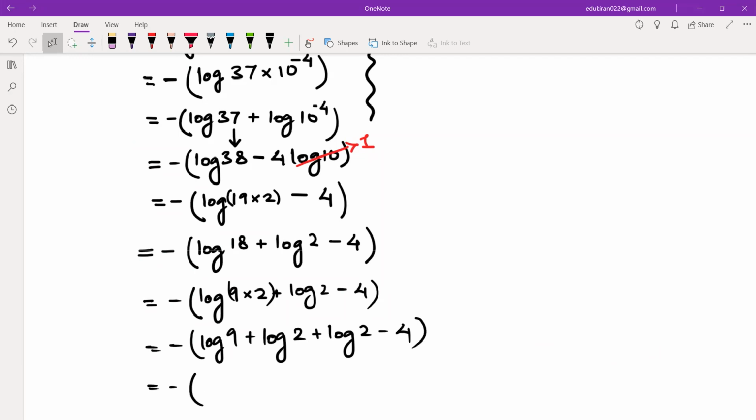So log of 9 was 0.95, right? So let me write 95 only. Plus log 2 is 0.3 plus 0.3 minus 4. So this will be equal to how much? Tell me, guys. Calculate this and tell me. This will be equal to minus of.